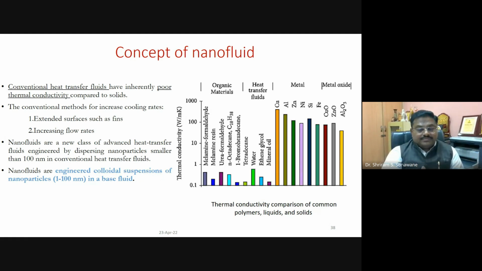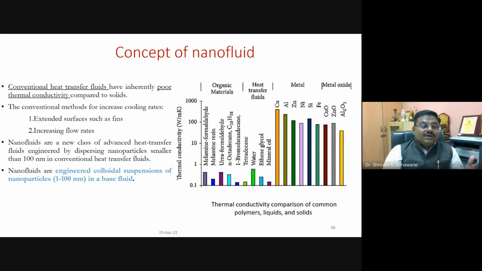It should be engineered. Engineered means we should take into consideration its compatibility, whether it is compatible or not. If you add something into something else, it won't be mixed thoroughly. It won't be dispersed into it. We have to see it carefully: surface forces, surface tension, physical chemistry. This is very important to take into consideration for having compatibility. That is why nanofluids are a class of advanced heat transfer fluid engineered by dispersing nanoparticles smaller than 100 nanometers.